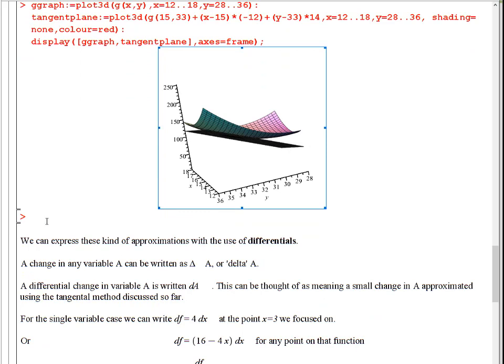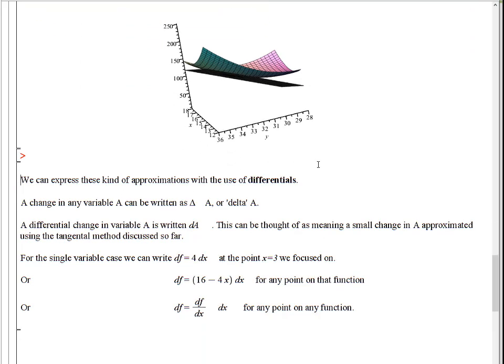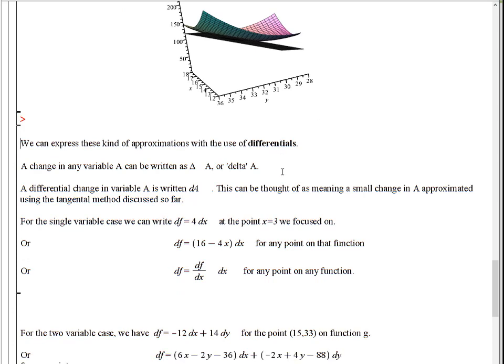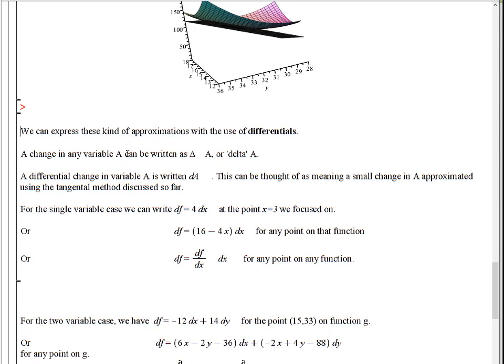Now, these kind of approximations, we can express those using what's called the differentials. Now, an actual change in any variable, a quantifiable change, can be written as delta A, this Greek symbol delta, and you'll see that all throughout the year. Economics, impact evaluation, you'll see that everywhere. Because this is essentially what you're trying to find out. How do things change when you change something else?